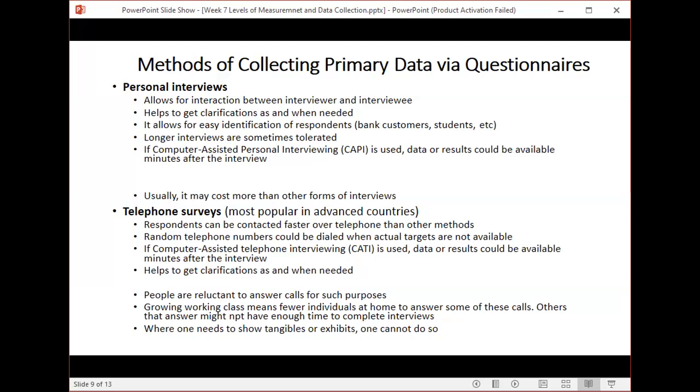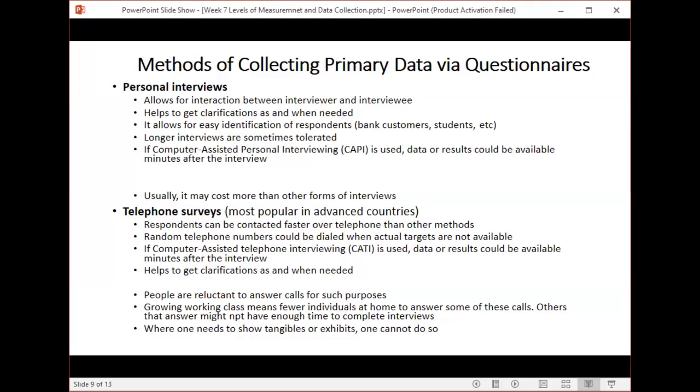Now, usually it may cost more than other forms of interview because you have to be there personally, you have to drive, you have to take transport, you have to pay people to just be there to ask the questions, right? So it usually comes with a higher cost to do these sort of interviews.